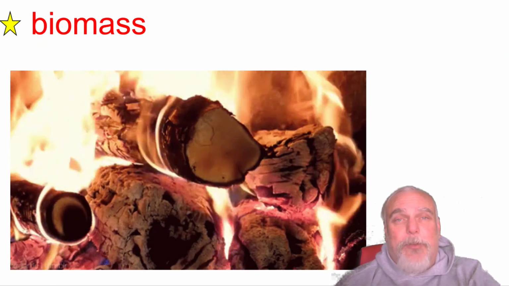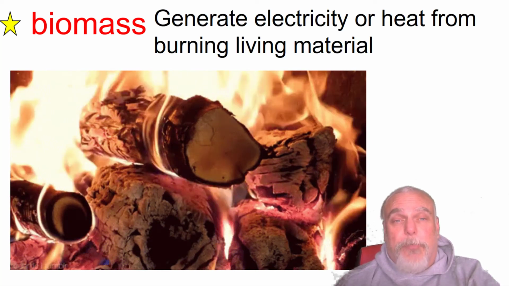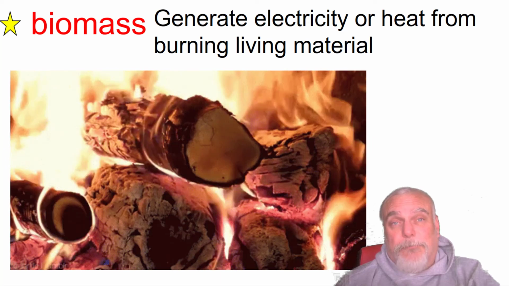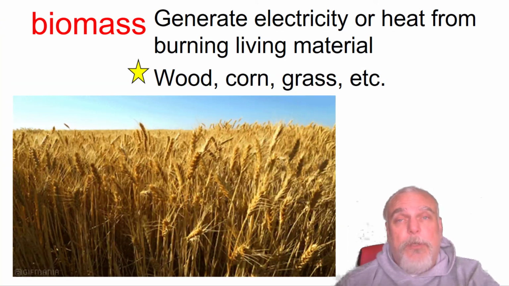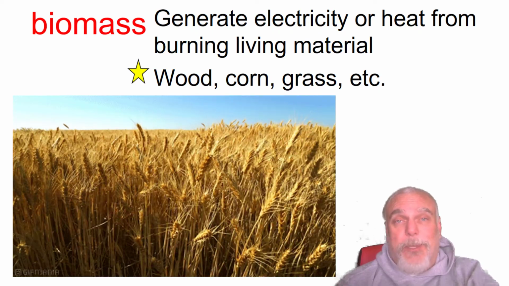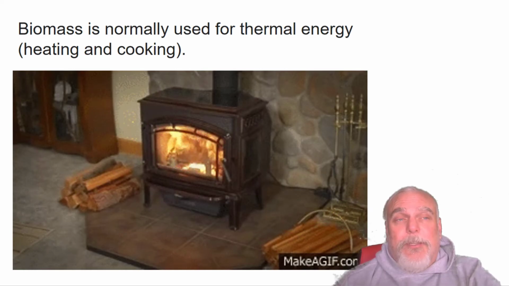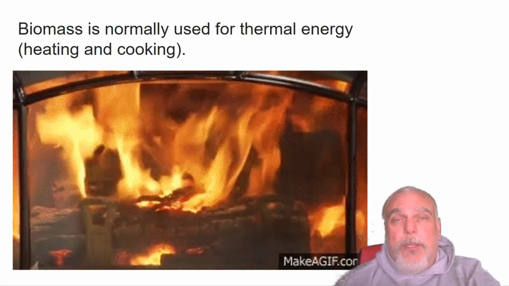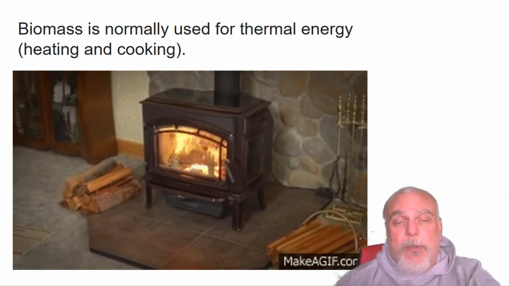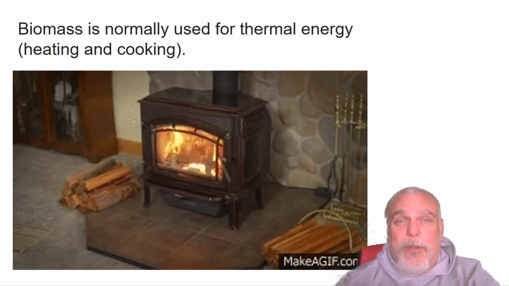A definition of biomass is the generation of electricity or heat from burning living material like plants. Some examples of biomass fuels could be wood, corn, grass, pretty much anything. So how does biomass work? Well, biomass is normally used for thermal energy, heating, and cooking. In this case, it's really pretty simple. Here you see a wood burning stove. You put wood in it, you let it catch on fire, and it gives off heat.